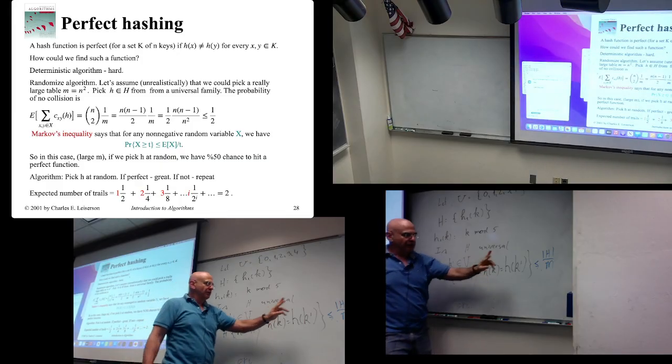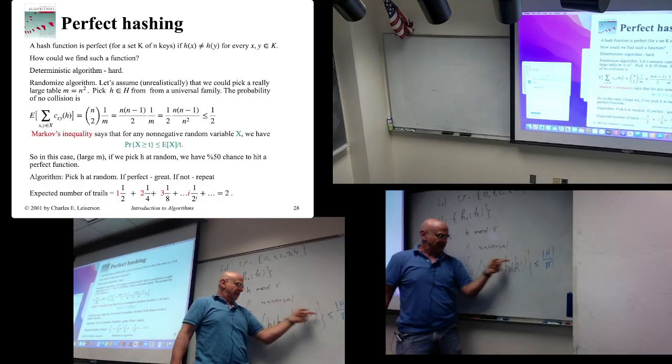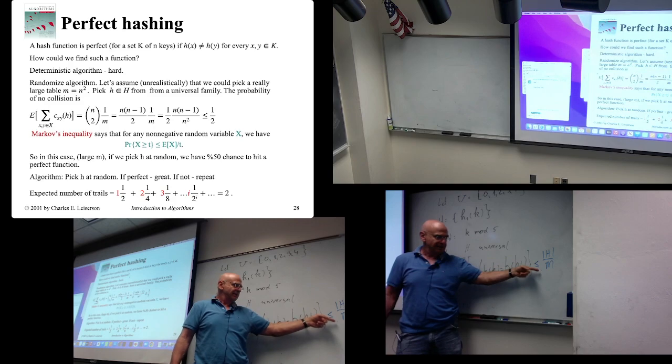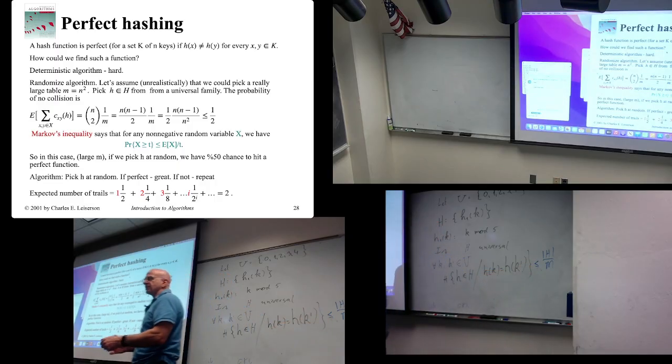And I already warned you that you can find books that will define universal as the number of such bad hash functions being exactly equal to |H| over m. The definition that I'll use in this course, which is different than the definition of CLRS, is smaller or equal than |H| over m. That's essentially what we need from this function. Okay, let's play a bit more.